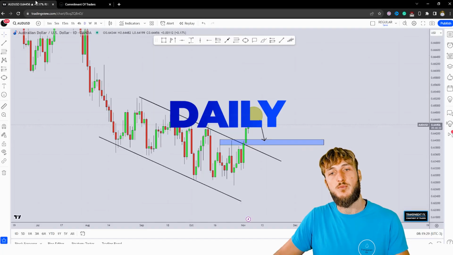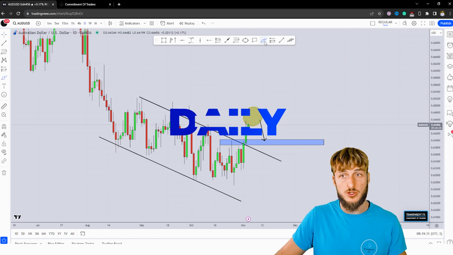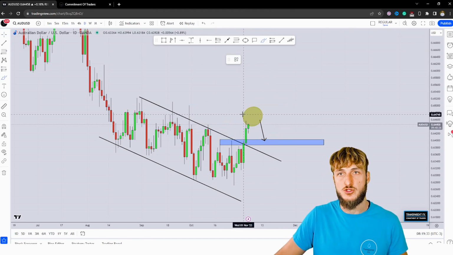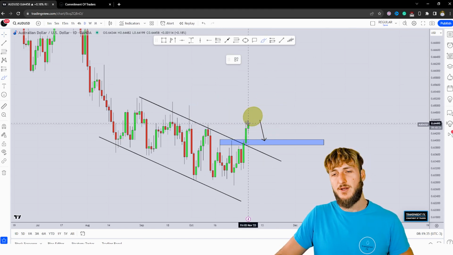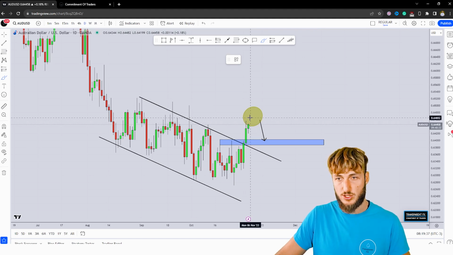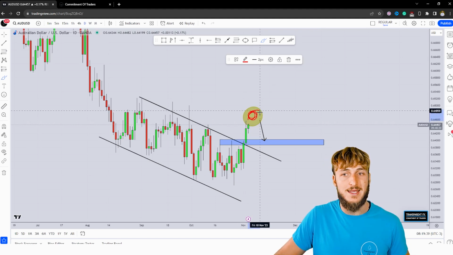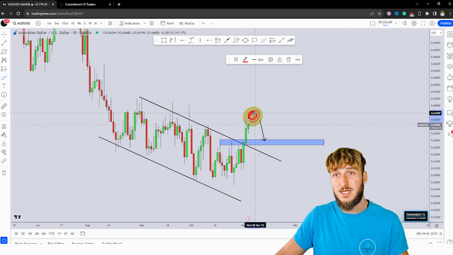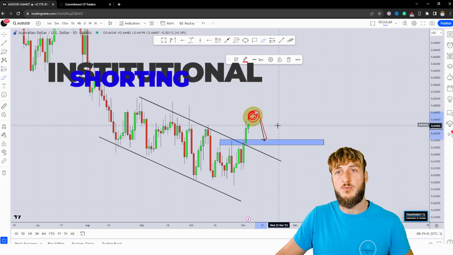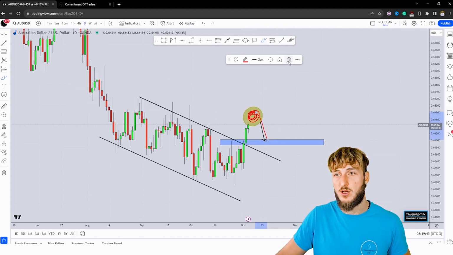So there is definitely the possibility for this potential completion of this overextended W formation here from a daily perspective. Therefore, how we could be approaching this potential move lower, considering that in this area we could see more institutional shorting, which at that point would further increase the probabilities of this move lower.